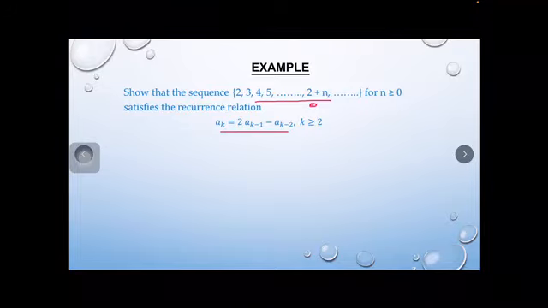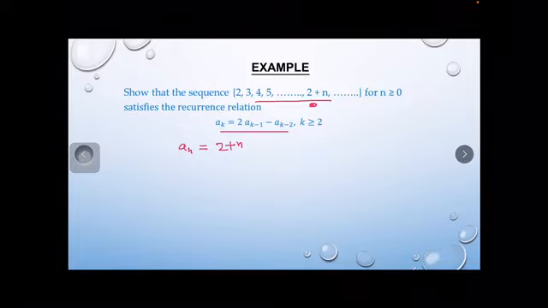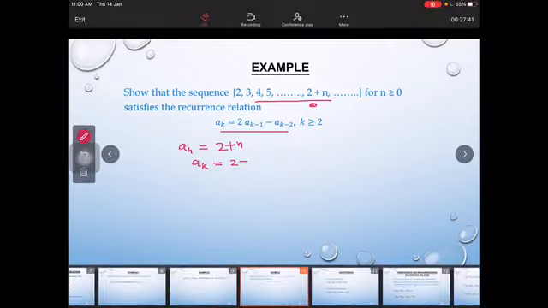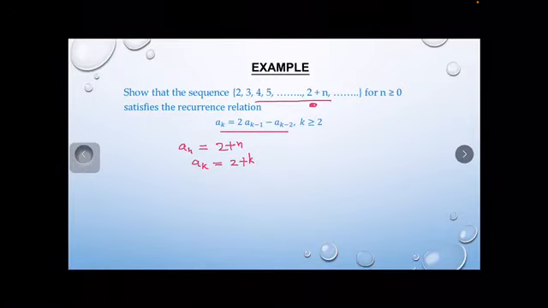So what is the nth term of this sequence? Here the nth term of this sequence an is 2 plus n, right? This is the nth term of this sequence, and our recurrence relation is given in terms of k, that is ak is 2ak minus 1 minus ak minus 2. So what is the kth term here? In terms of k we can write ak is 2 plus k. So this is our ak. We have to verify the recurrence relation with this sequence.